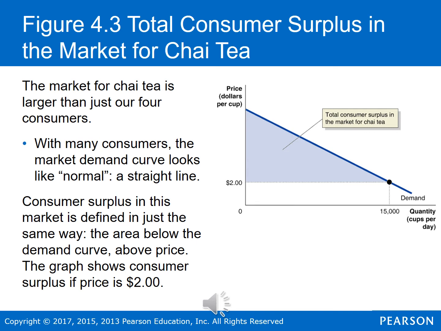Now, obviously, the market for tea is more than just four consumers. There's a lot more people willing to buy tea. So when there's many consumers, the market demand curve looks like a normal straight line, like we've dealt with before. So in this case, the overall market for tea, in this example, we have a price of $2. So it costs $2 to buy a cup of tea. That's what you're being charged. At this price, 15,000 people are willing to buy a cup of tea per day. So the total consumer surplus in this market is the difference between the demand curve, so the maximum price that consumers are willing to pay, and the price that they actually pay.